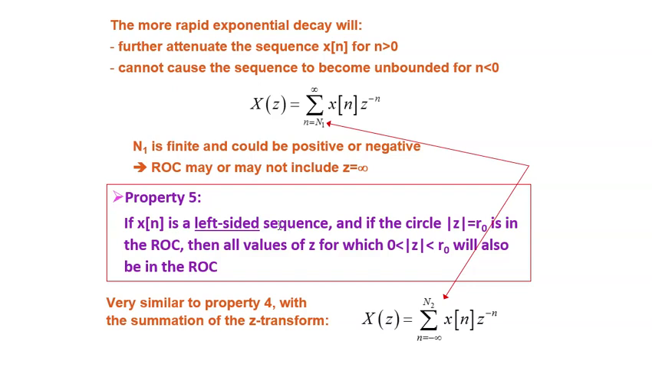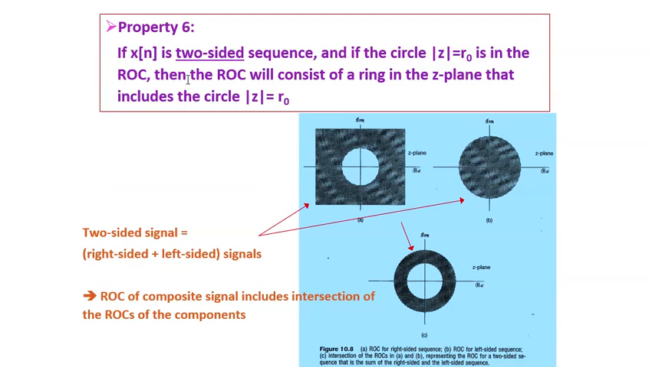But this same thing applies the other way around. If x of n is left-sided and this circle is in the region of convergence, then all the values of z between 0 and r0 will be in the region of convergence. But if x of n was two-sided, then, listen, this is important. If this circle z equals r0 is in the region of convergence, then the region of convergence will consist of a ring in the z plane that includes the circle z equals r0. So this one was for the right-sided, this one for the left-sided. If it's both-sided, it's going to be the common area between these two, which is going to be a ring around them, as you can simply imagine.